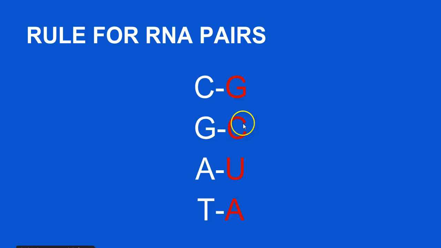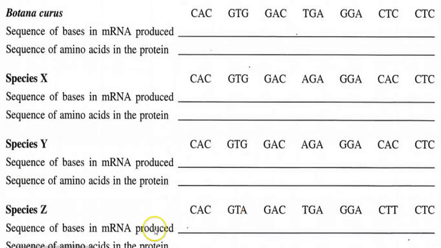RNA does not have T inside of it. Please make a note of this and remember, you will have to do this in your exam. C pairs with G, G pairs with C, A pairs with U, T pairs with A. Now let's go back to the chart and finish that up.